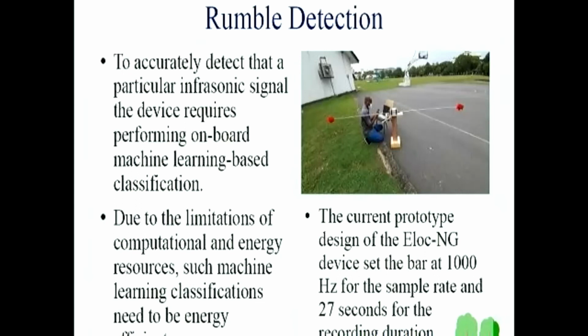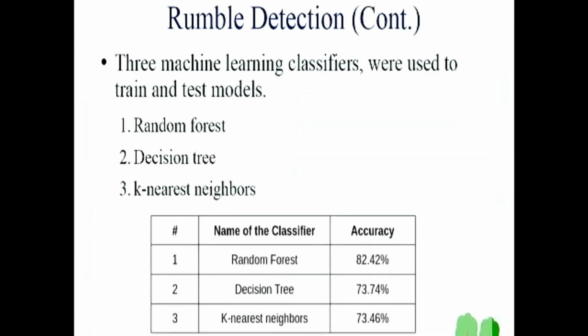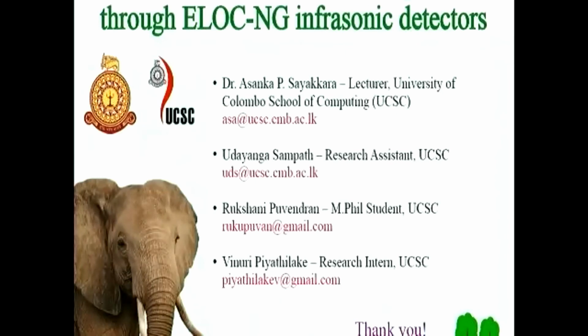Another thing is that we set the sample rate to 1000 hertz and 27 second cycles because we need to use low power in this device. These are some of the machine learning classifications that we use: random forest, decision trees, k-nearest neighbors. Those are the classifications that we use, and we got some nice accuracy results as well. This is also an ongoing project. We hope we will be able to do something nice in future. Thank you.